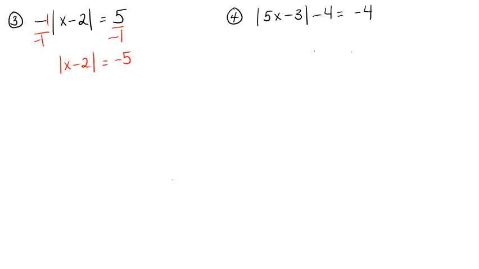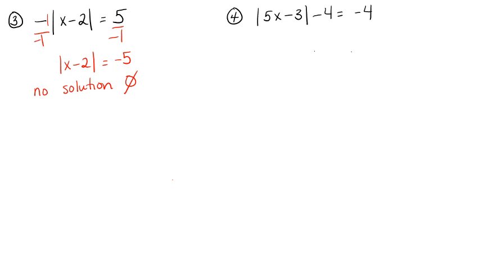And then now the absolute value is by itself. But I have the absolute value of x minus 2 equals negative 5. An absolute value can't equal negative. So this has no solution. Which if you want, you can use that symbol. That means null set, meaning there's no solution.